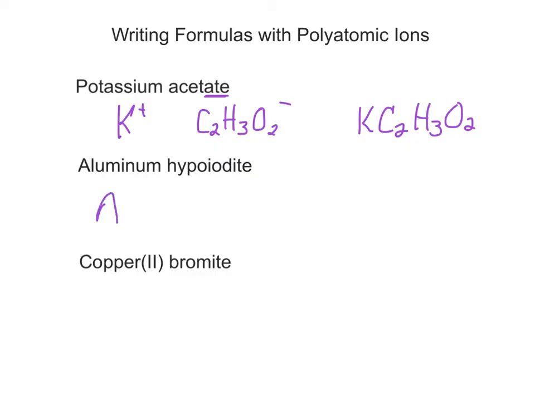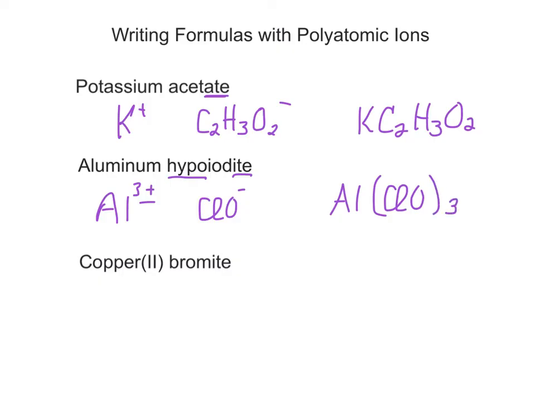Aluminum, that's Al, and that's a 3+. Hypoiodite, that's actually ClO-. That's one of your polyatomic ions. So 3 of these and 1 of those. So we're going to get AlClO, and make sure you put it in parentheses and show that there's 3 of them. That's aluminum hypoiodite. And hopefully you just noticed that I made a mistake, so let's fix it.